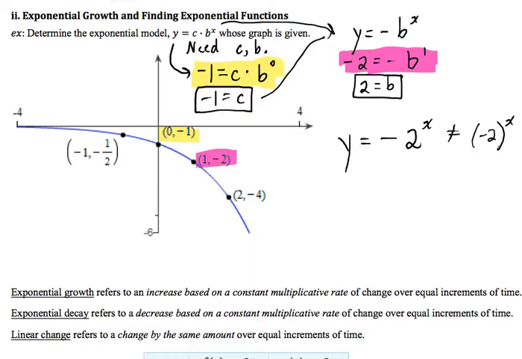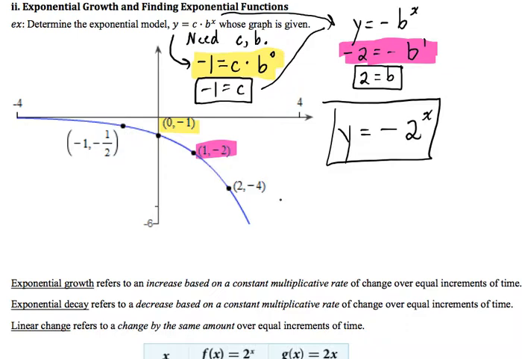That would actually have a negative base, which would be something totally different, which we're not dealing with. So there is our model, or our function that would have this graph. And you could have plugged in these other points also to solve for b, and you would have gotten the same thing. Okay, looking at exponential functions, I want to look at what happens over equal increments of time, or over equal increases in x.